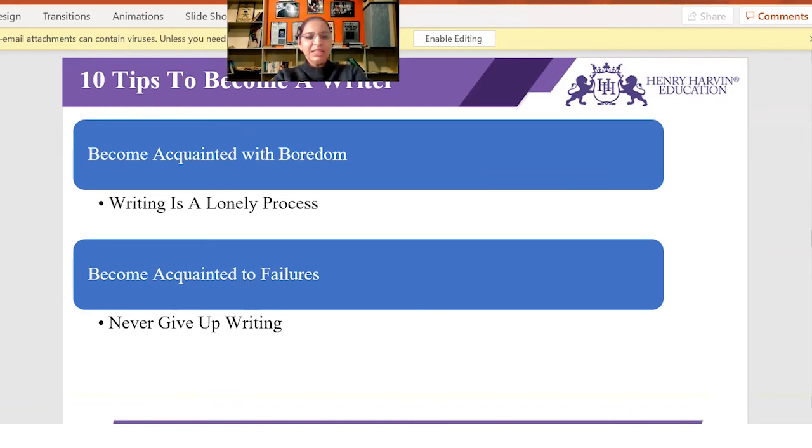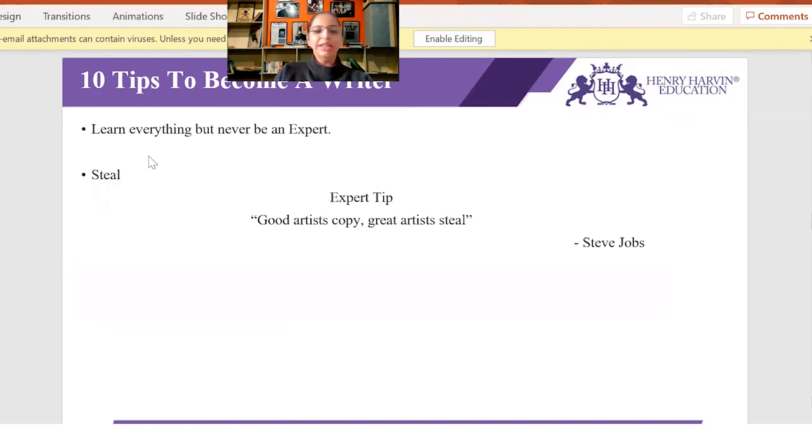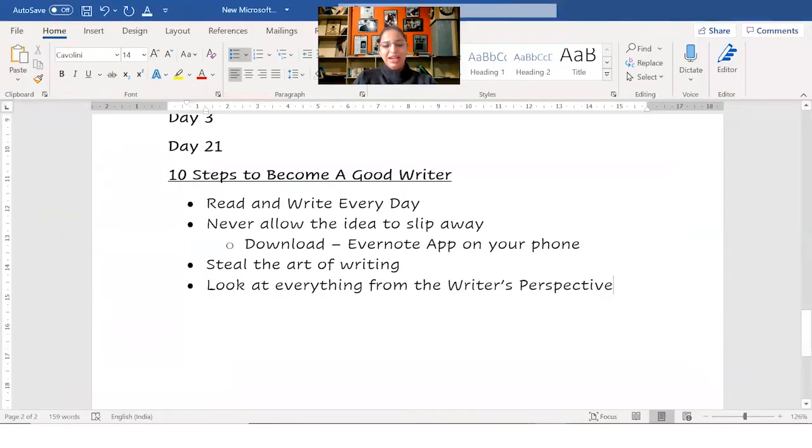Become acquainted with boredom. Writing is a lonely process. You need to be alone, right? Your mind has to be empty to generate ideas. And that is why I said that you need to switch off your internet, switch off your phone, and then write. Switch off all the applications on your laptop and then start to write. So that is what you do in writing. Now coming on to learn everything but never be an expert, because as a writer you can never be an expert. You always keep evolving, right?